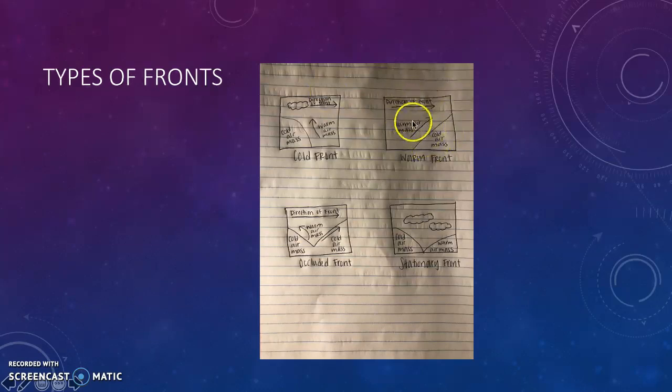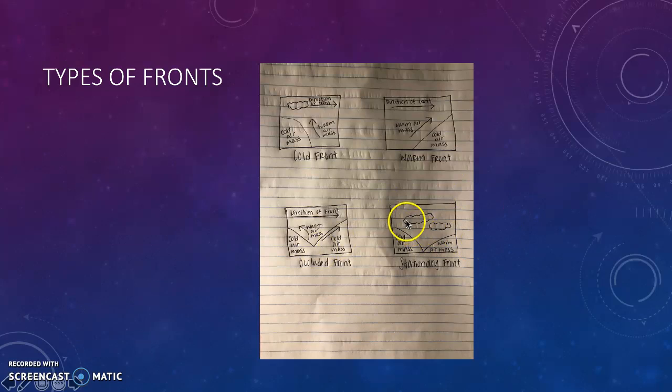Next, we have a warm front, and a warm front is when warm air occupies where cold air used to be. And the weather in that is usually light rain that happens over a long period of time. Next, we have an occluded front, and that is when an active cold front takes over a warm front. And the weather in that front is usually heavy to light precipitation, and it depends on the atmospheric conditions there.